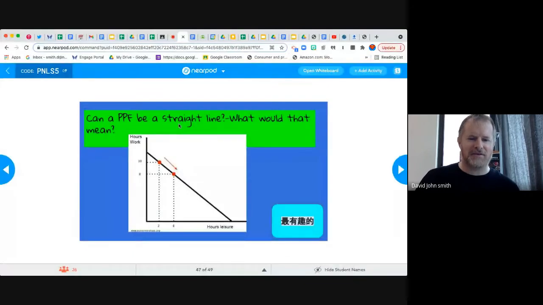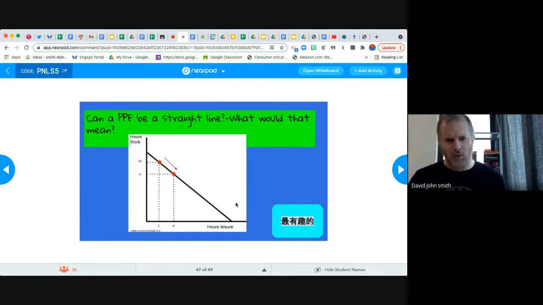Now, if the PPF is a straight line, have a look at the image, because there's a clue in the phrase. What does it mean? Have a look at what I'm illustrating here. Don't worry about hours worked and hours leisure. That's just good A and good B. But have a look at what's being illustrated and see if you can figure out what it would mean if the PPF was a straight line. Tell me what you think. You can either put it into the chat or you can voice your opinion. What do you think it means if the PPF is a straight line?